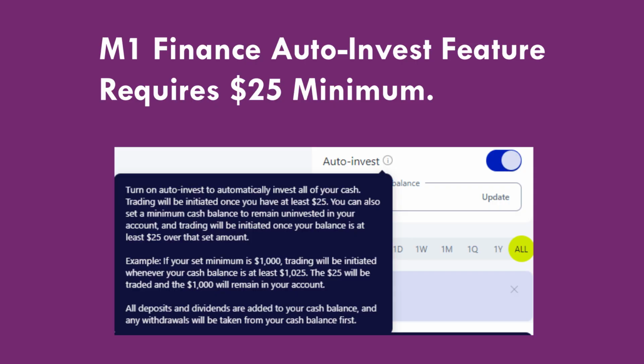Once you have money sitting there that's not being reinvested, the auto invest feature kicks in and reinvests that money proportionally back into your portfolio. One thing to note though is that with M1 Finance, there's a $25 minimum to auto reinvest. One way to make sure that your money always gets reinvested is by doing recurring deposit amounts that equal $25 or more. That way, you'll know that when you have $25, it'll get automatically reinvested.